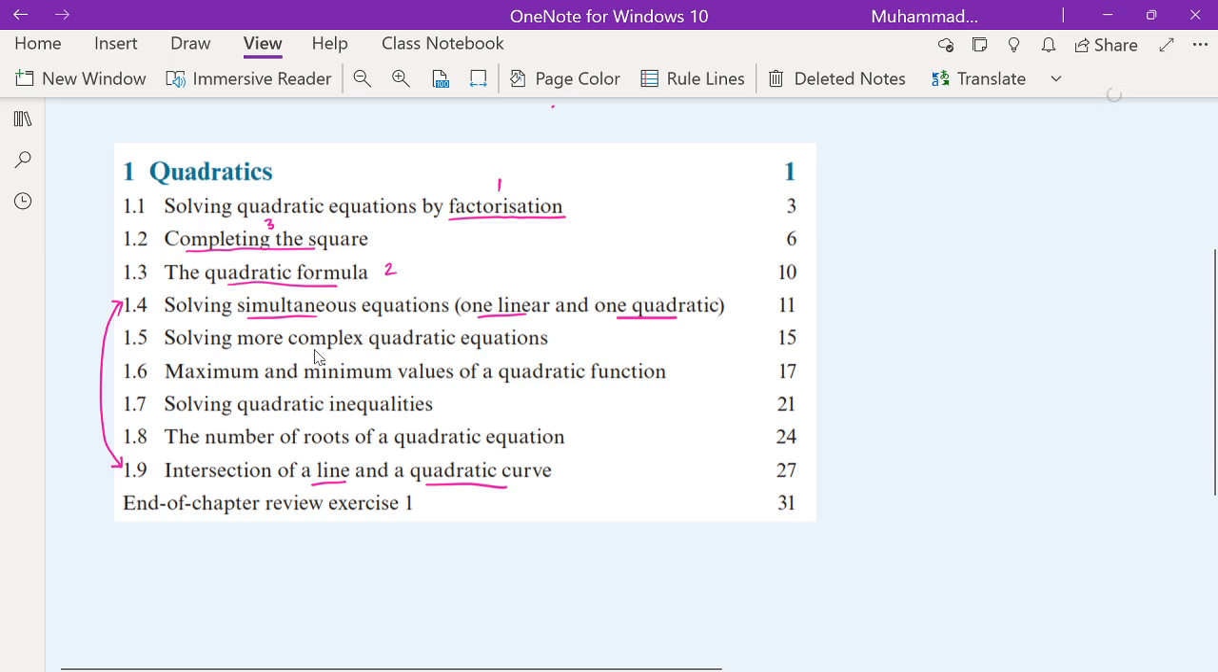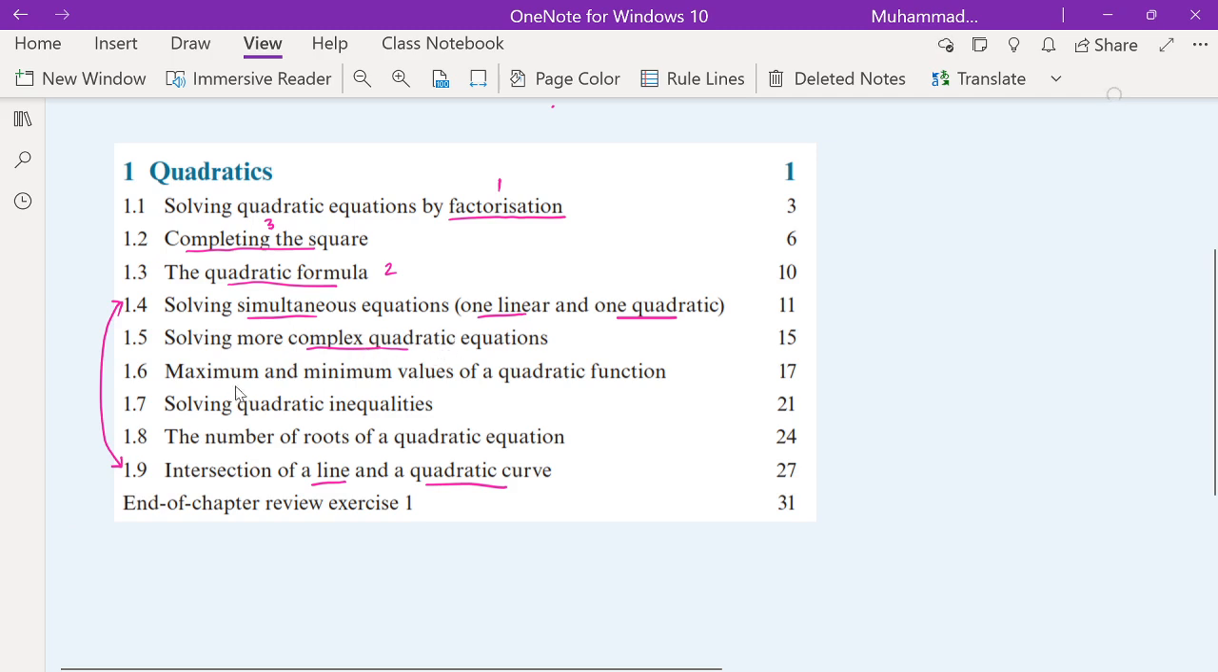Then we have solving more complex quadratic equations. When they say complex quadratic equations, they mean equations that can be reduced to quadratic, or what I used to call quadratics in disguise. They may look like any other power, but when you treat them in a proper manner, they can be reduced into a quadratic.